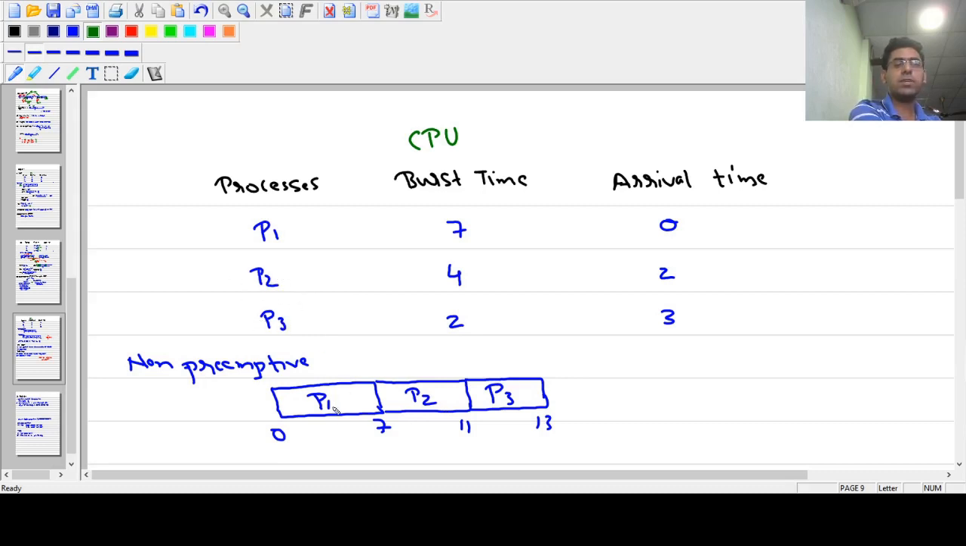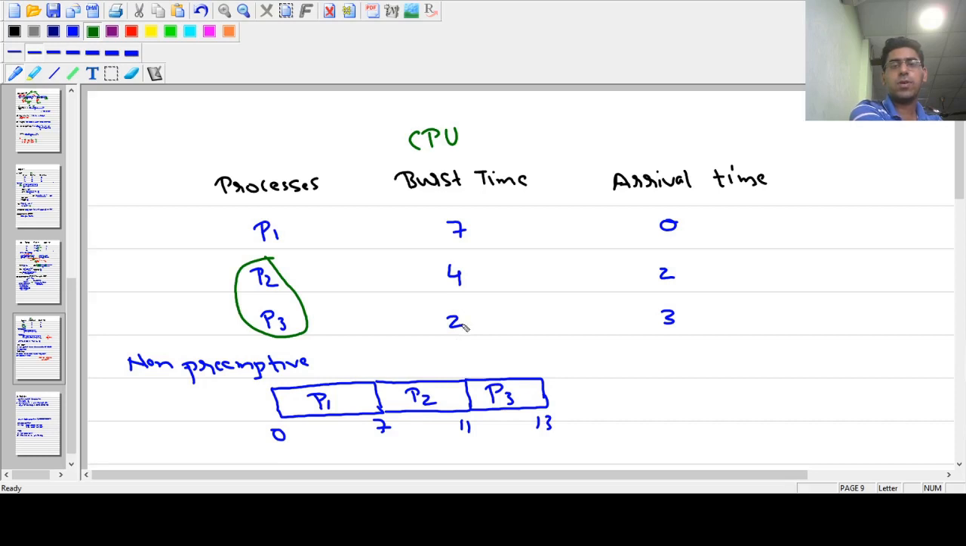So whenever P1 finishes its CPU burst time, we make a decision, because now two processes, P2 and P3, are waiting in the ready queue. So we make a decision depending upon the CPU burst time. For process P2 it is 4, for process P3 it is 2.